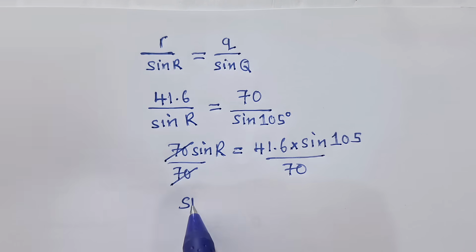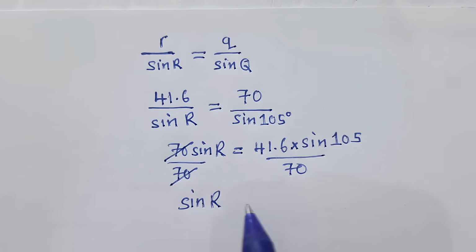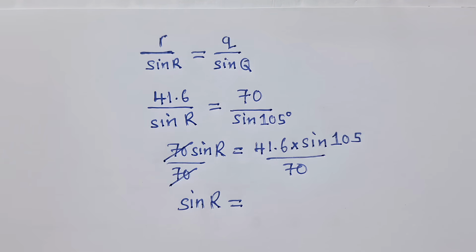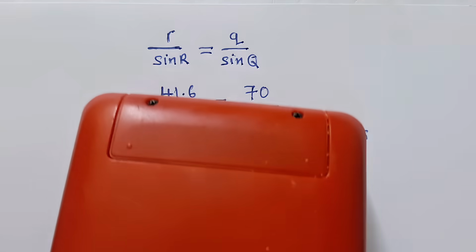We shall remain with sine capital R is equal to, we punch on our calculator, 46 point, I guess you're punching on your calculator there. So your calculator must be in degrees, okay? To answer this, your calculator must be in degrees. If you're not too sure that your calculator is in degrees, turn your calculator.